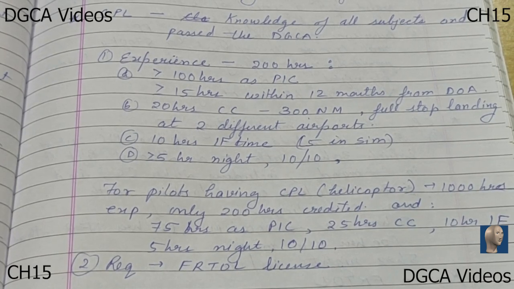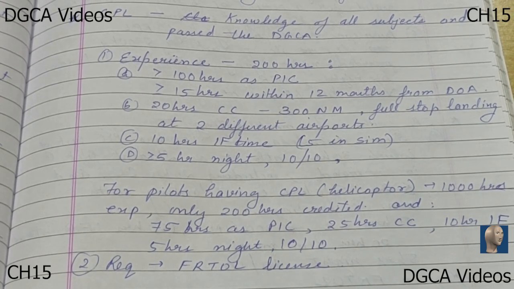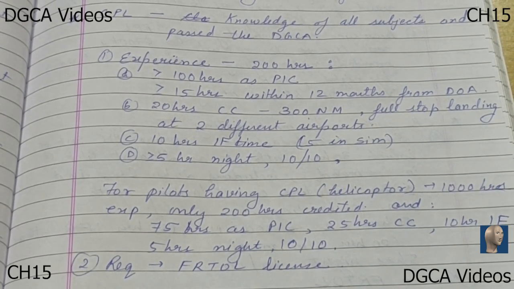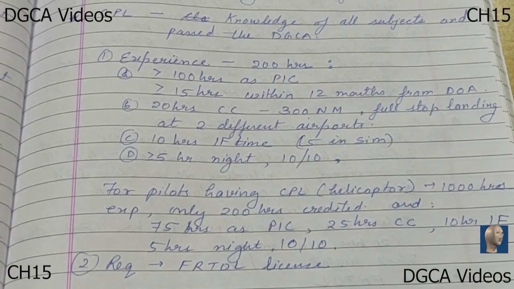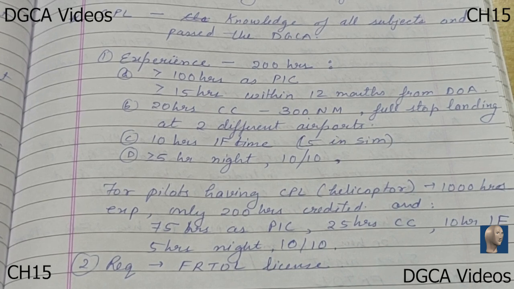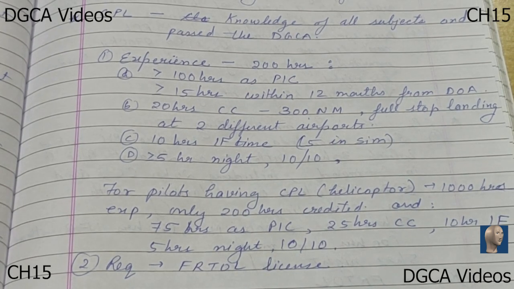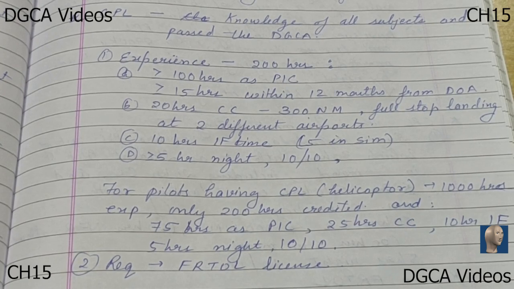So 200 hours of flying is needed here. Okay, what did we learn about in PPL? In PPL, we saw that it was 40 hours of flying. That has to come with some of the criteria, and then we'll be eligible to have a PPL. And in CPL, it is 200 hours of flying mandatory.